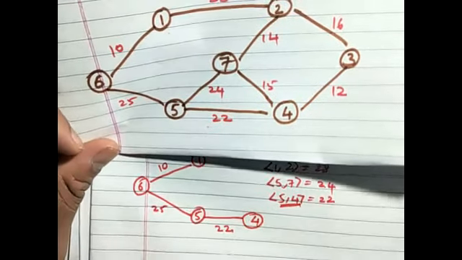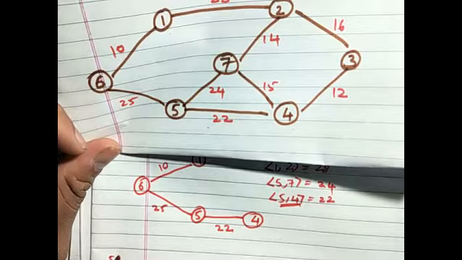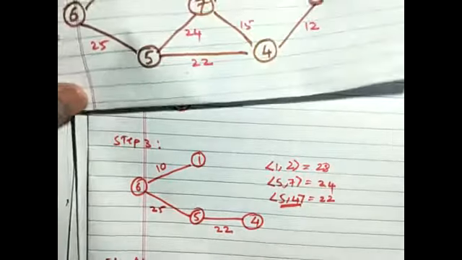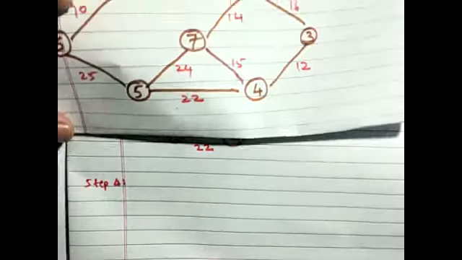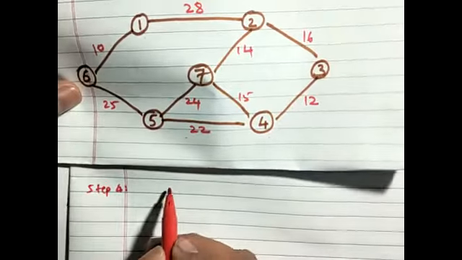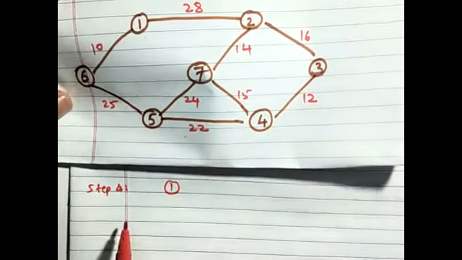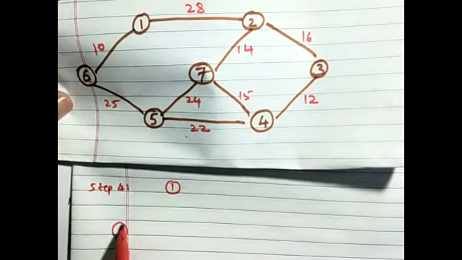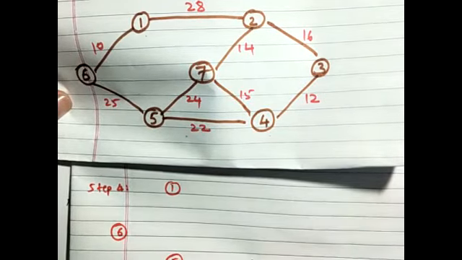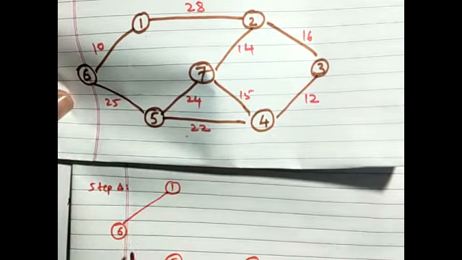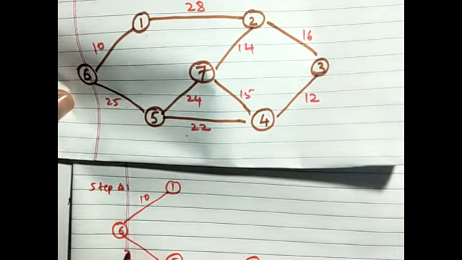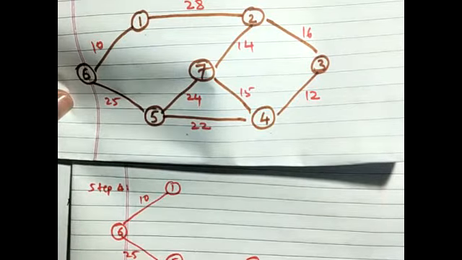Okay, now move to this next number, that is step 4. In the step 4, let us rewrite whatever we have derived so far. So here I will get 1, 6, 5, 4 connected like this. The cost 10, 25, and 22.